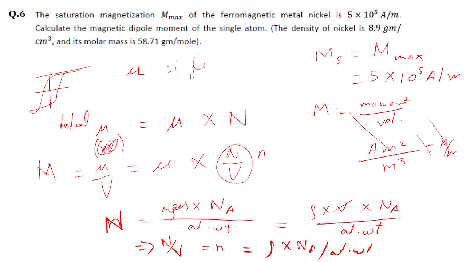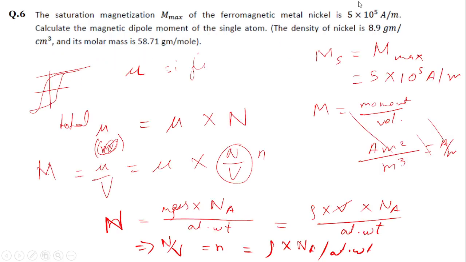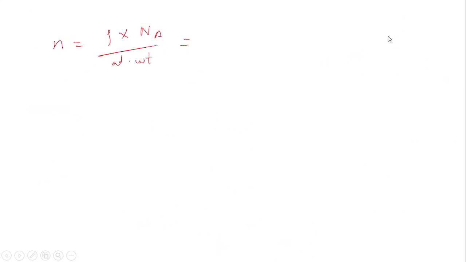Density is 8.9 gram per cc. I need to change it to kg per meter cube. Yes, because I think everything I should put in SI unit. And actually the options are also in SI unit, I will tell you. So I need to change this also into SI unit. So the density, which is given to be 8.9 gram per cc.